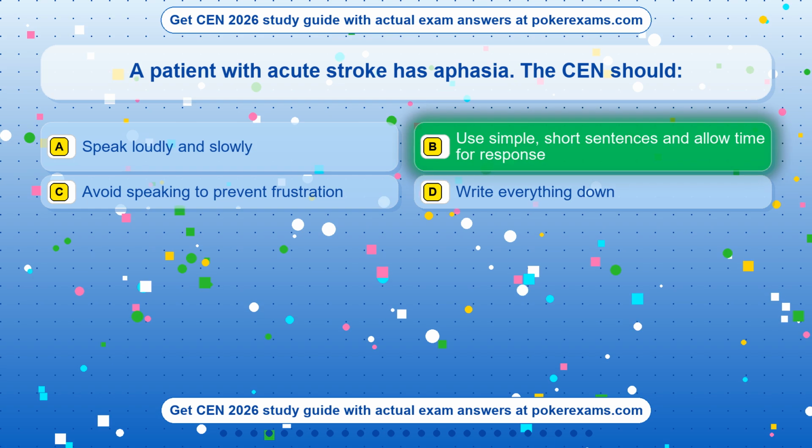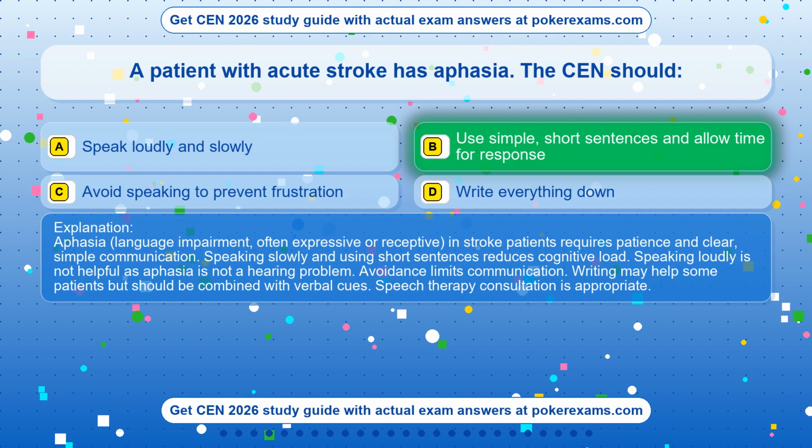Use simple, short sentences and allow time for response. Aphasia, language impairment, often expressive or receptive, in stroke patients requires patience and clear, simple communication. Speaking slowly and using short sentences reduces cognitive load. Speaking loudly is not helpful as aphasia is not a hearing problem. Avoidance limits communication. Writing may help some patients but should be combined with verbal cues. Speech therapy consultation is appropriate.